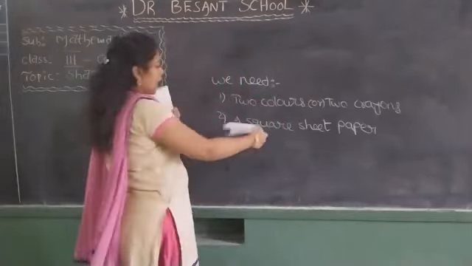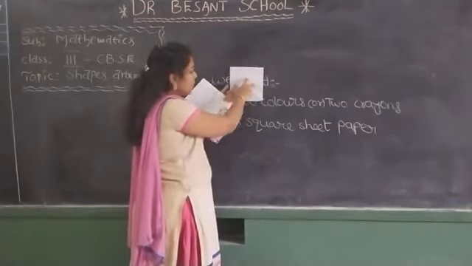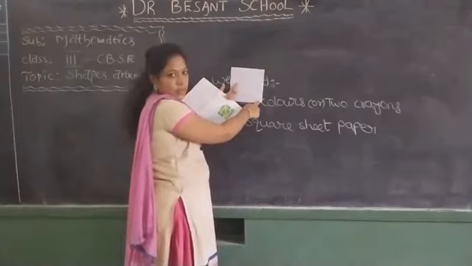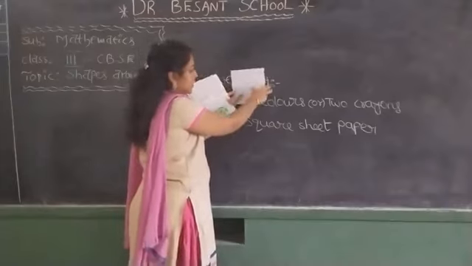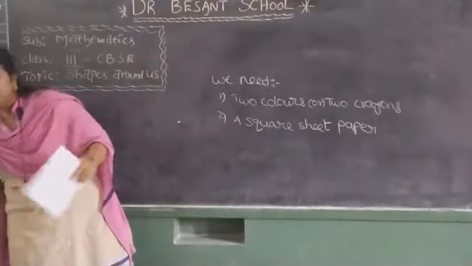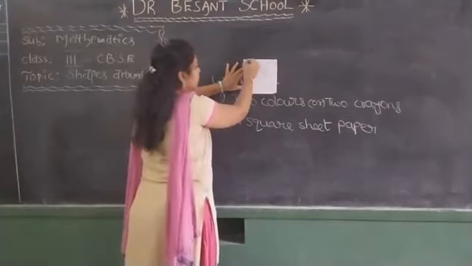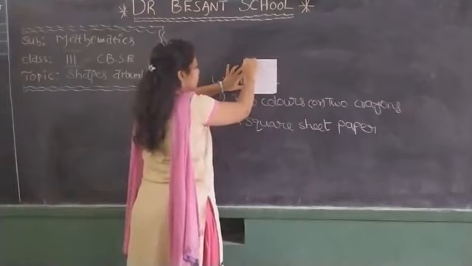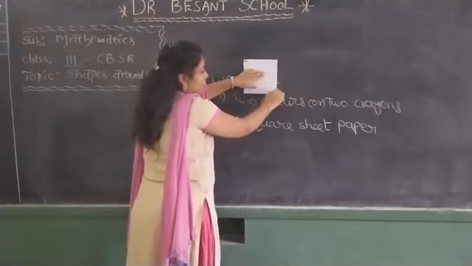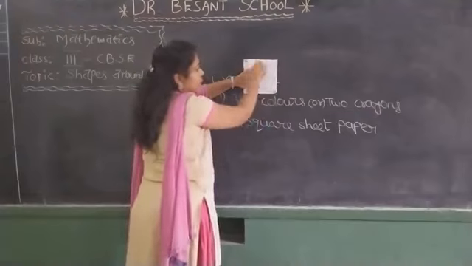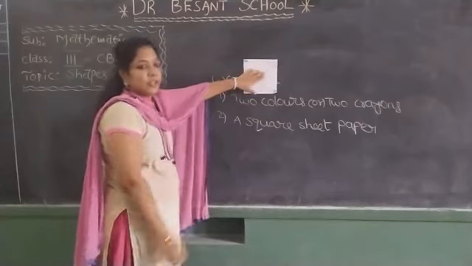Here we have to keep the paper. What are the opposite corners? This one and this one, and this one and this one. These are the opposite corners. That's why I am marking with blue color here, this corner. What is the opposite corner of this corner? This corner. I am marking with blue. These two are the opposite corners.